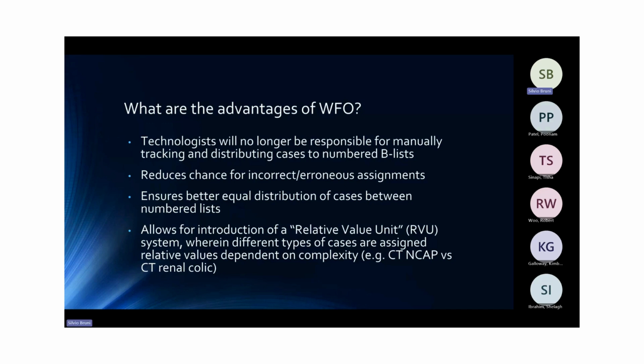So this should reduce error from incorrect and erroneous assignments, really ensures an equal distribution of these cases across the numbered lists, and it allows us to introduce this relative value unit, where different types of cases are assigned different relative values depending on how complex they are. Obviously, that was just too cumbersome to do manually, and expect you to differentiate between a CT neck versus a CAP study and balance those lists, but the workflow orchestrator will allow us to do that now.